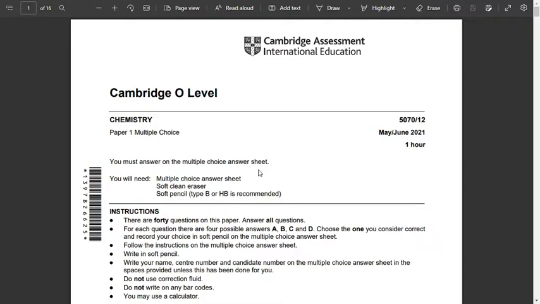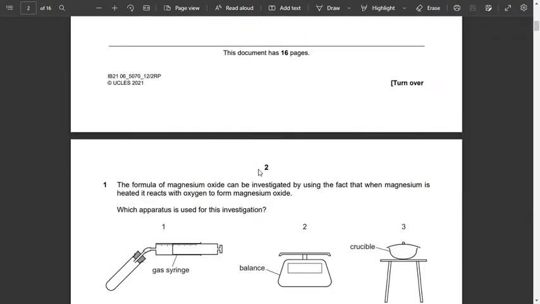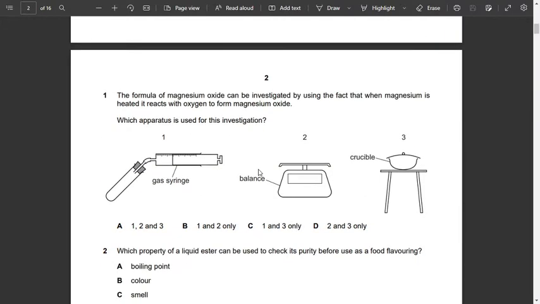This is a multiple choice based paper where you have a multiple choice answer sheet given to you in the examination and you're supposed to mark the answers on it. So without any further ado, let's get started. There are 40 multiple choice questions given to us in this paper, and we have 1 hour to solve it. Let's start with MCQ number 1.